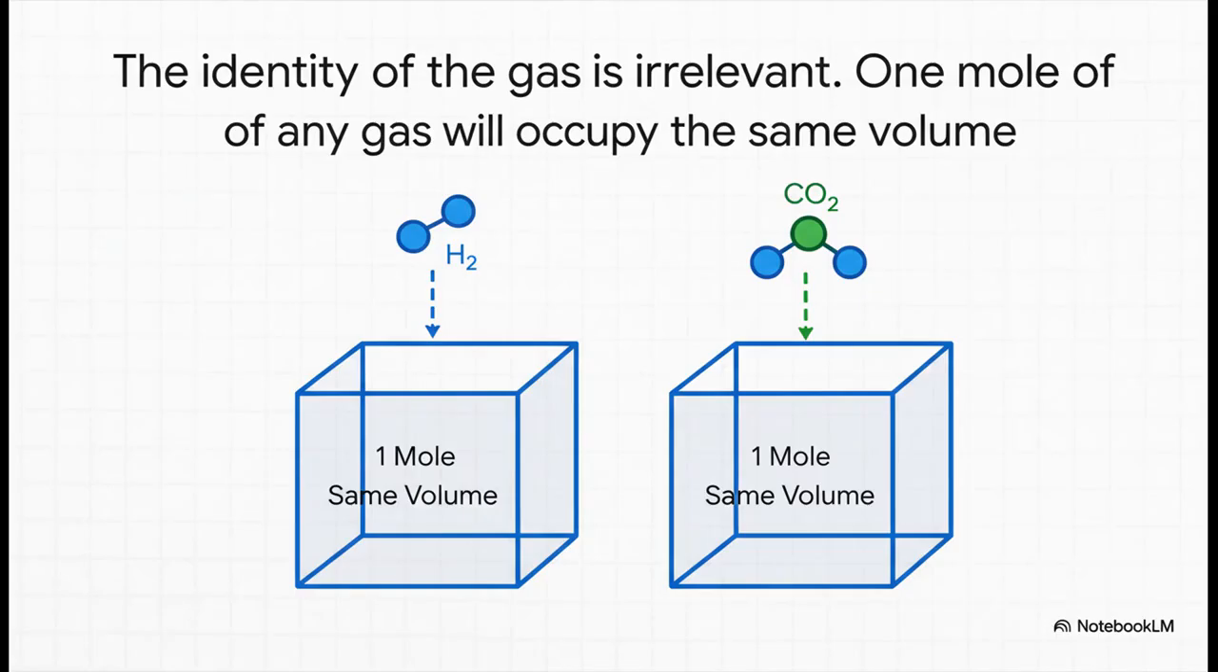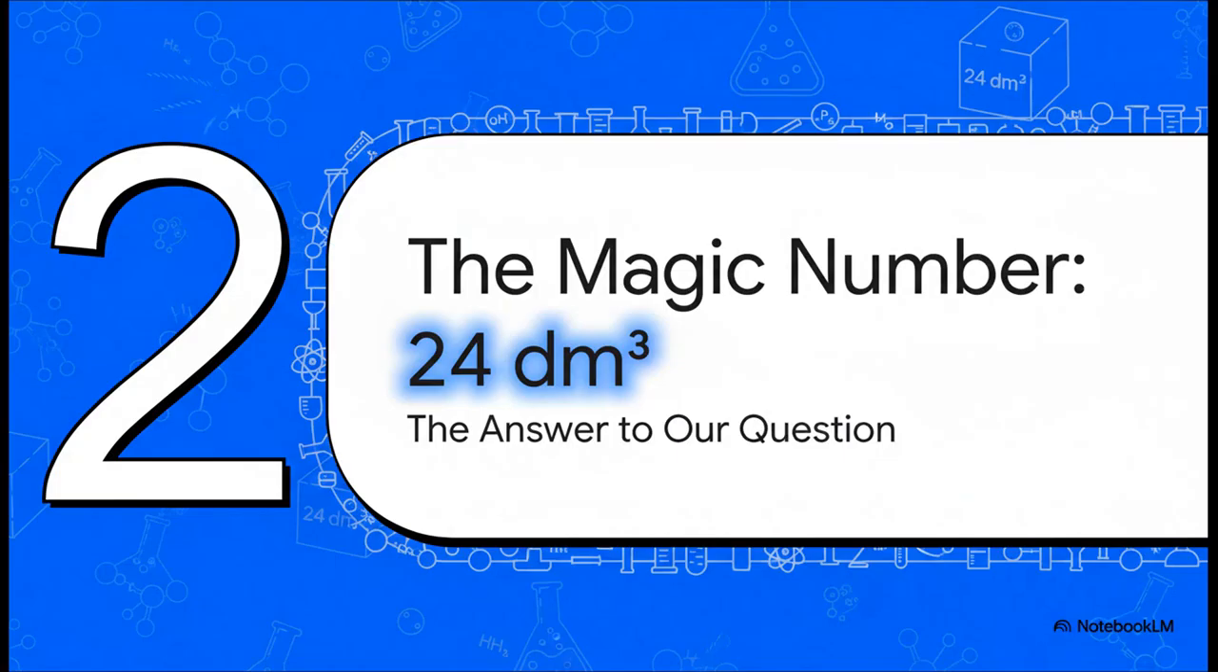The identity of the gas, what it's actually made of, is completely irrelevant. It could be teeny tiny hydrogen molecules or much bigger carbon dioxide molecules. 1 mole of hydrogen and 1 mole of carbon dioxide will occupy the exact same volume. A great way to think about it is that a mole is just like a standard-sized container for any gas you can think of. Right then, let's get back to that first question I asked you.